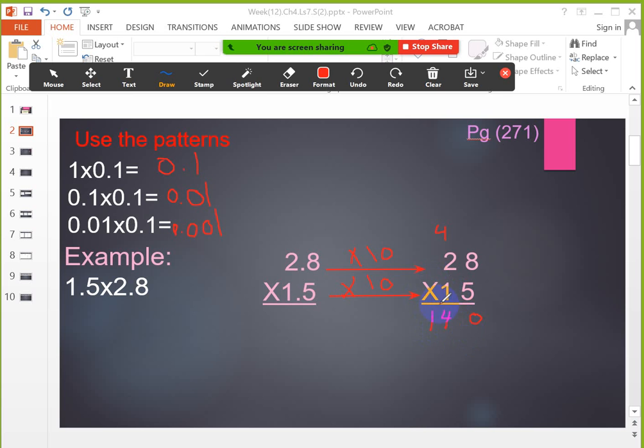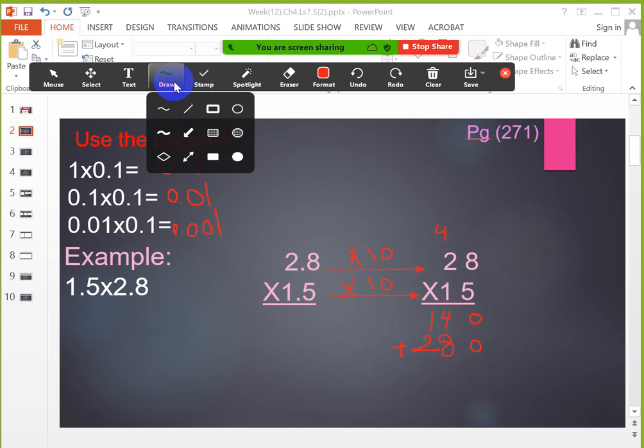Now I will multiply the tens number. That means I have to put 0 here in the ones. Now 1 multiply 8 equals 8. 1 multiply 2 equals 2. Now I will add the numbers to find the final answer.